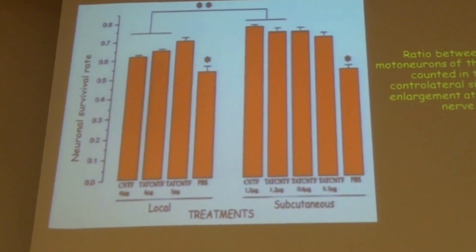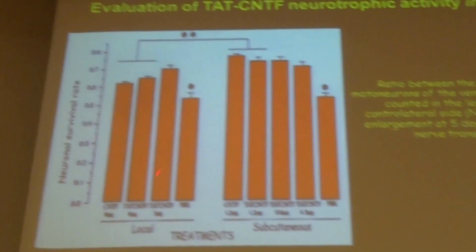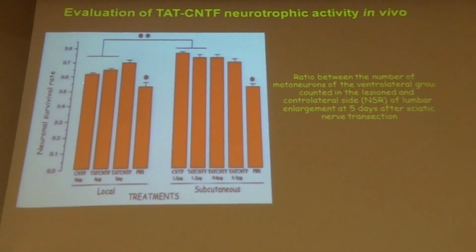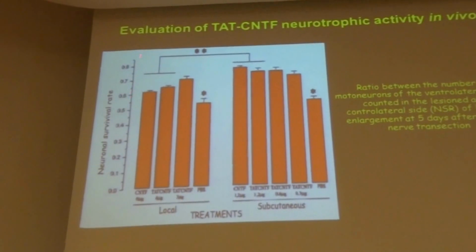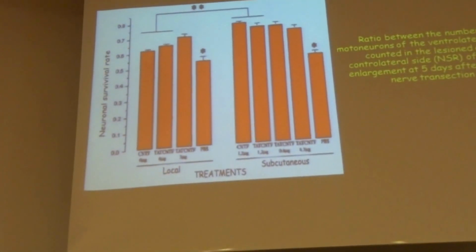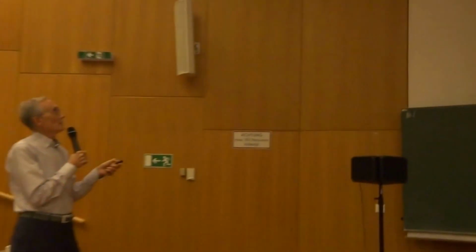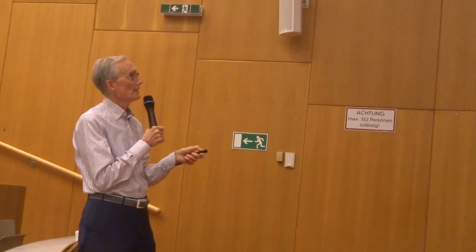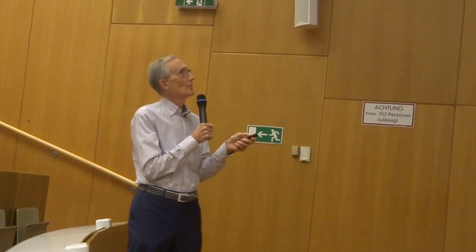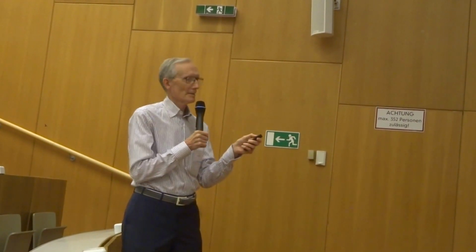So if you infuse either CNTF or the TAT-CNTF, either locally or subcutaneously, you get a rescue of motor neurons. The scale's been cut off, so we take one as the control. You lose over the 7 days about 50% of the motor neurons. There is rescue with both CNTF and TAT-CNTF, given either locally at the site of the lesion or subcutaneously. It looks like the TAT-CNTF is a bit more active at lower concentrations than the CNTF, but both are active. So you might ask, well, both are active, so why do you bother making a fusion protein when CNTF is just as good?